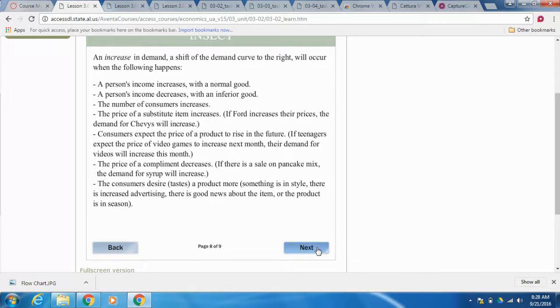The price of a complement decreases. There's a sale on pancake mix. More people might buy pancake mix, which means they might also buy syrup. And the consumer desires or tastes a product more.